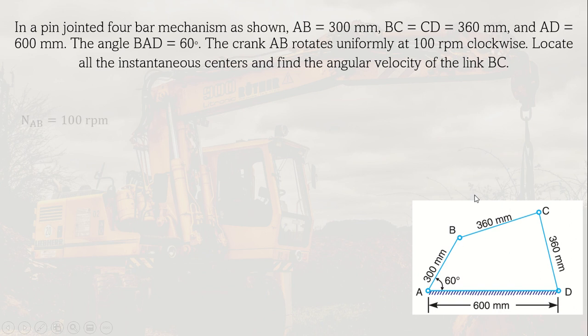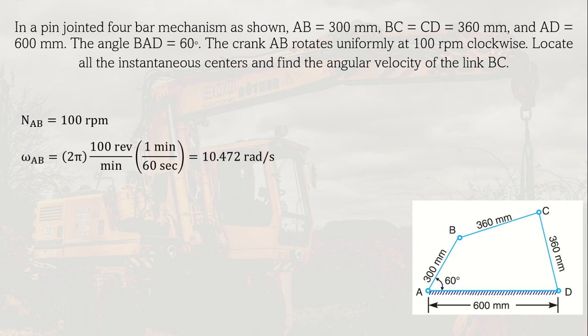So using the Centro method, first we are given the rotation of AB, which is 100 revolutions per minute. The next step is to get the angular velocity of AB, which can be computed using the formula 2 pi n. So that's 2 pi multiplied by the revolutions per minute, which is 100 revolutions per minute.